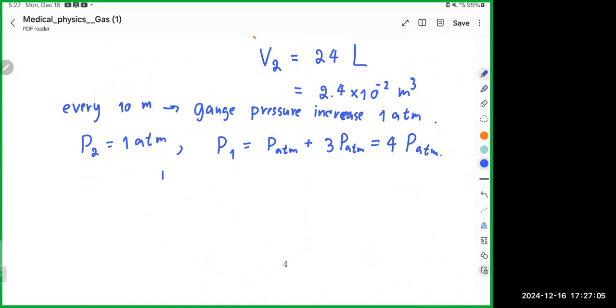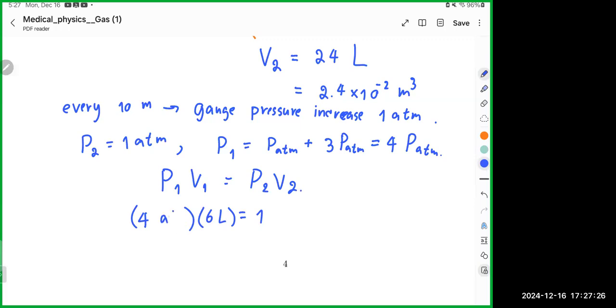And when you apply to P1 V1 equals P2 V2, P1 is 4 P atm, right? And V1 is around 6 liters. And P2 is 1.